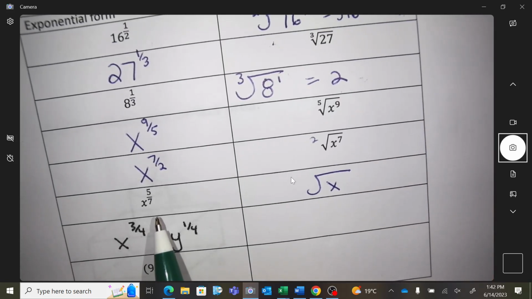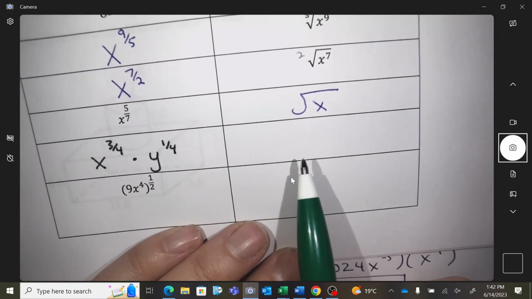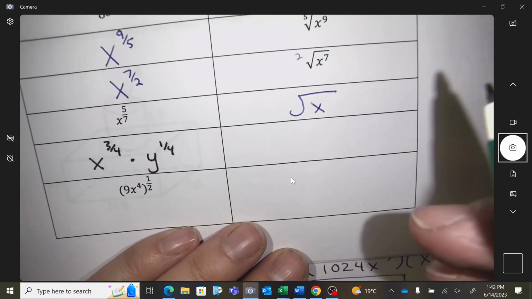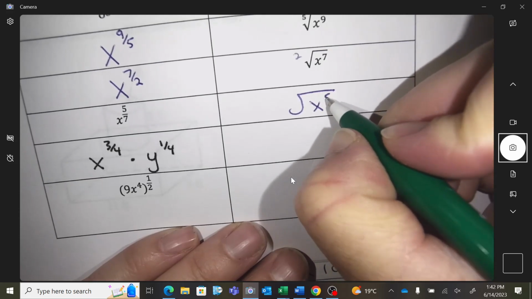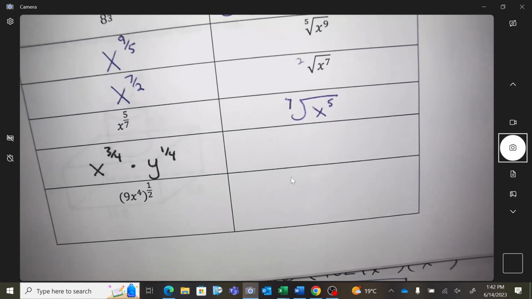So if I give you this, where do you put the 5 and where do you put the 7? 5 there. The radical part is the 7th root.